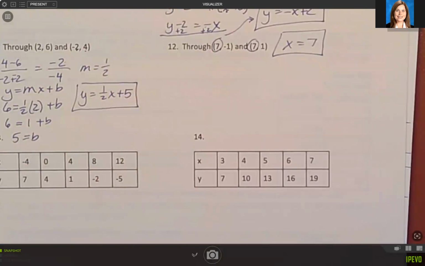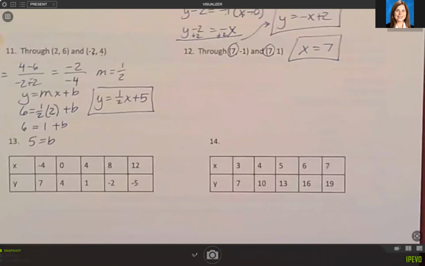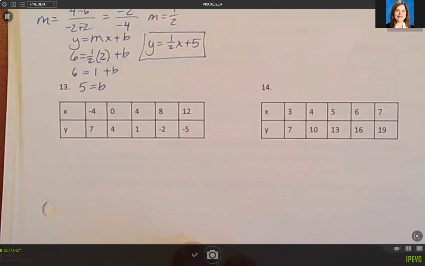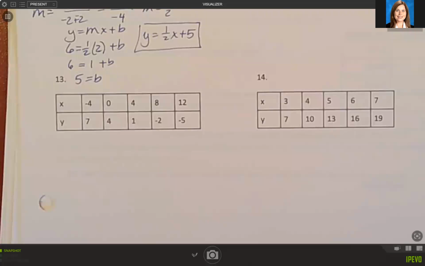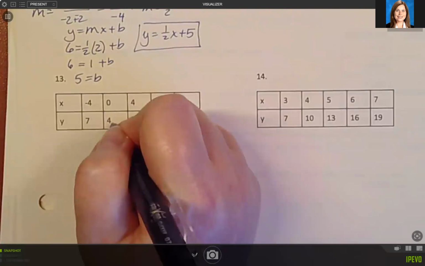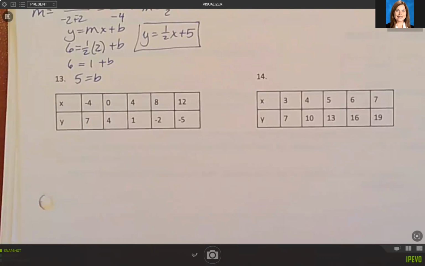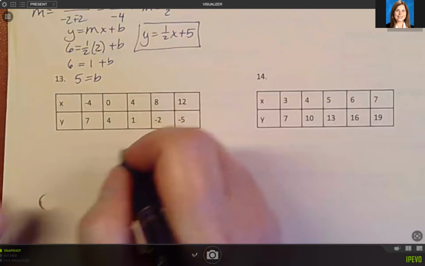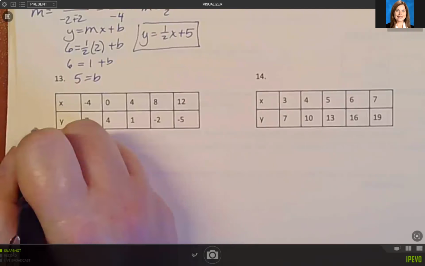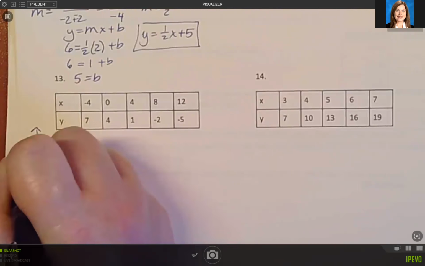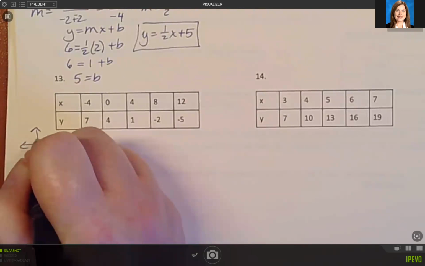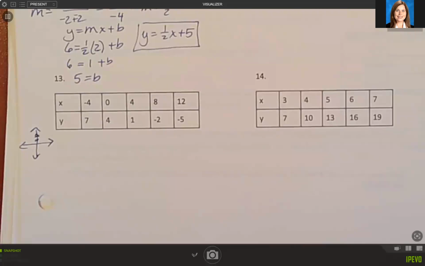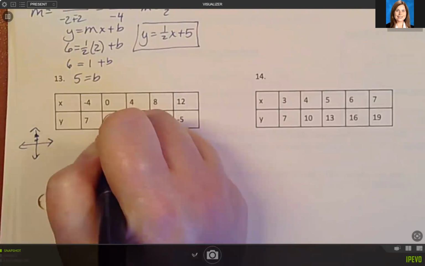And then 13 and 14, we need to write the equation of the line given a table. All right, number 13, if you look at that table, this is a really helpful table because they told us the y-intercept. Okay, remember the y-intercept is when x equals 0. So if you think of your coordinate plane, okay, (0, 4), that is where your line crosses the y-axis. Okay, so this tells us b equals 4.